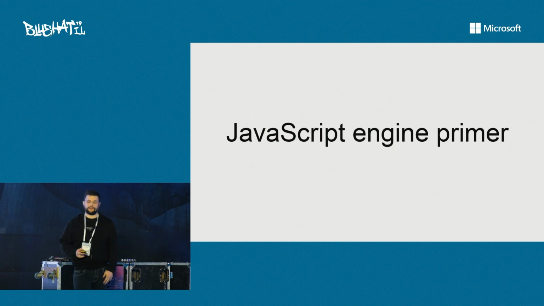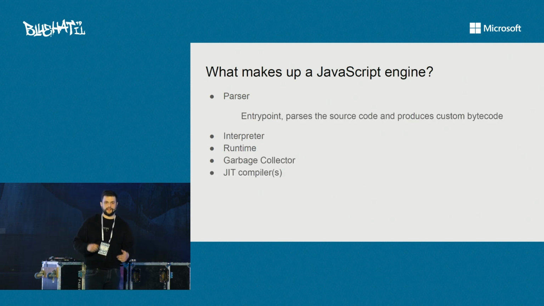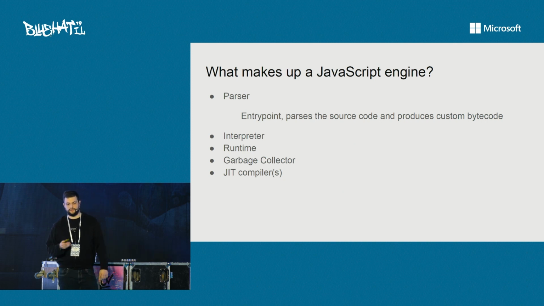So a quick primer about JavaScript engines, so that everyone can be on the same page. These days, what makes up a JavaScript engine? You have these 5 main components that you will see in the 4 major engines, so Chrome, Safari, Firefox, and Edge. The first thing you have is basically the parser. It's the entry point of the engine. You basically feed it the source code, it parses the thing, produces an abstract syntax tree, and produces custom bytecode.